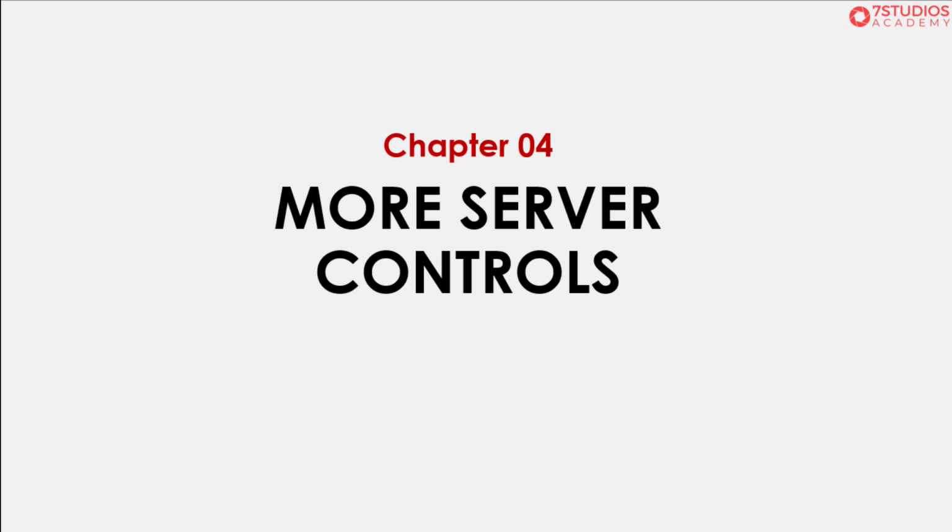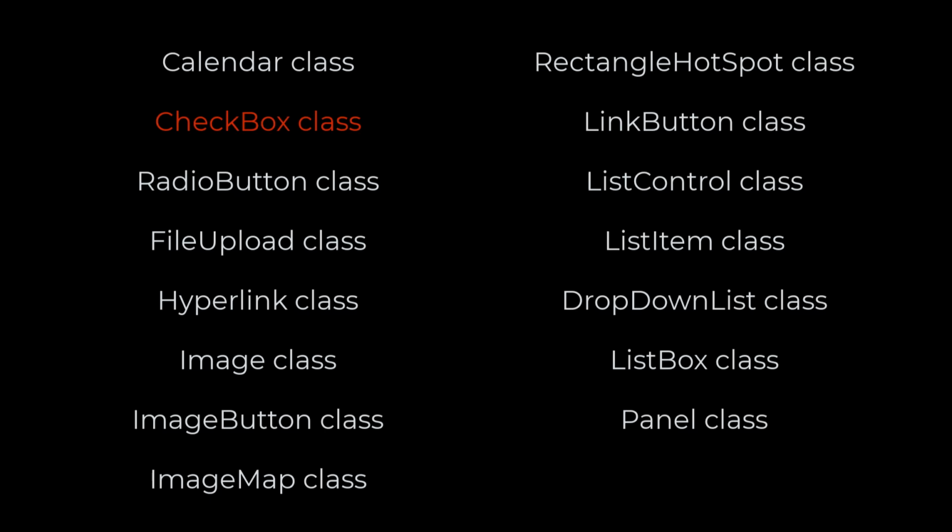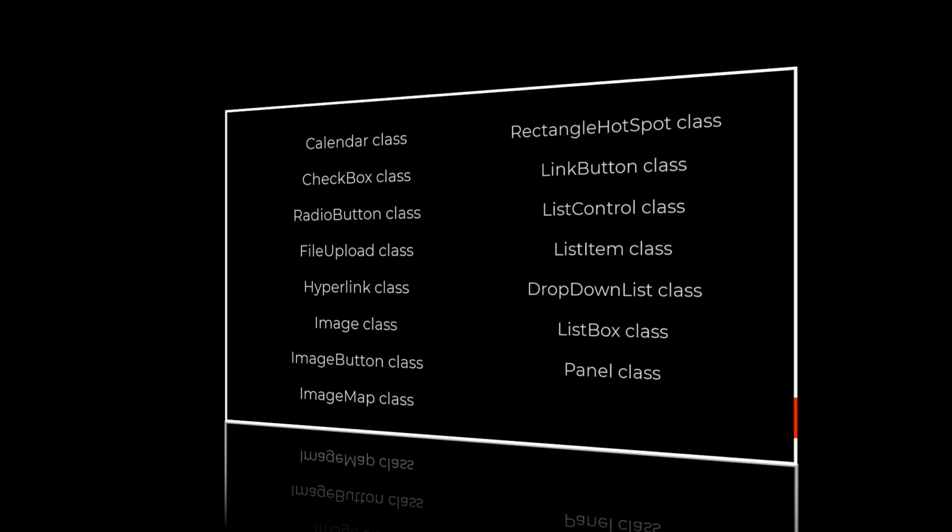The server control classes that we will describe in this chapter are the calendar class, the checkbox class, the radio button class, the file upload class, the hyperlink class, the image class, the image button class, the image map class, the rectangle hotspot class, the link button class, the list control class, the list item class, the drop down list class, the list box class, and the panel class.